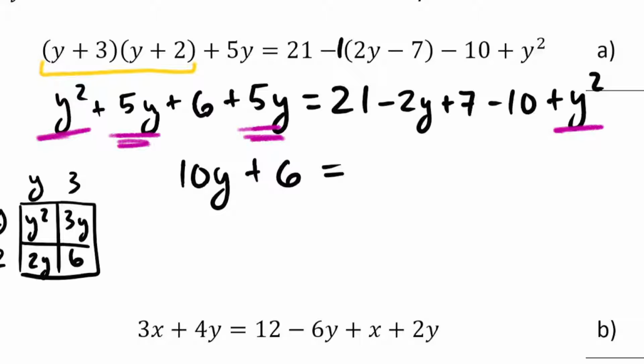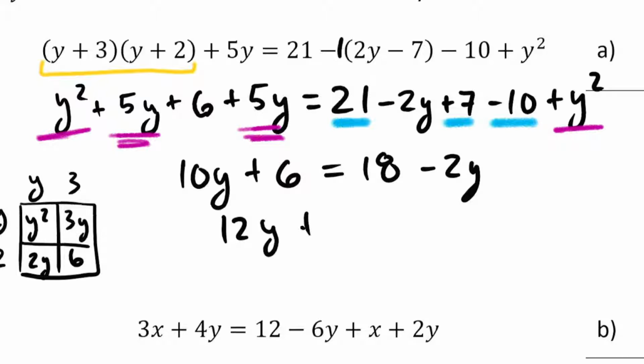The right-hand side is going to be, let's do a little bit here. Let me underline this in blue. If I take the 21, the positive 7, and the negative 10. Okay, 21 and 7 is 28, and 28 minus 10 is 18. So I'm pretty sure this is going to give me the value of 18. And there's going to be a minus 2y. So next thing I'm going to do to both sides is add 2y. So I'm going to get that 12y plus 6 is 18.